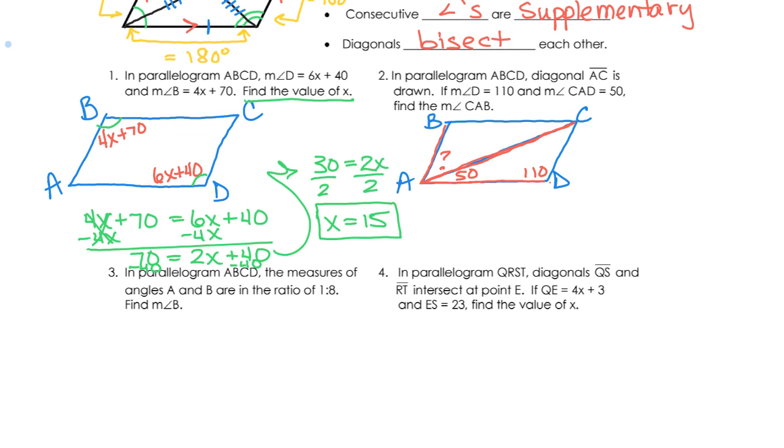So if you remember that these are consecutive angles and that they will equal 180 degrees, we could go ahead and figure out how big angle A has to be. If we take 180 degrees and take away the 110, we have 70 degrees for all of angle A. However, part of angle A is already 50. So we can subtract and we end up with 20 degrees left for angle CAB.